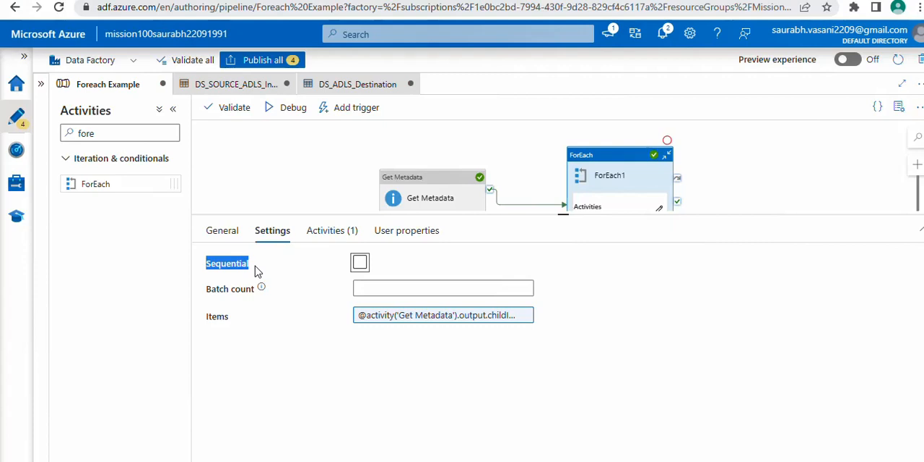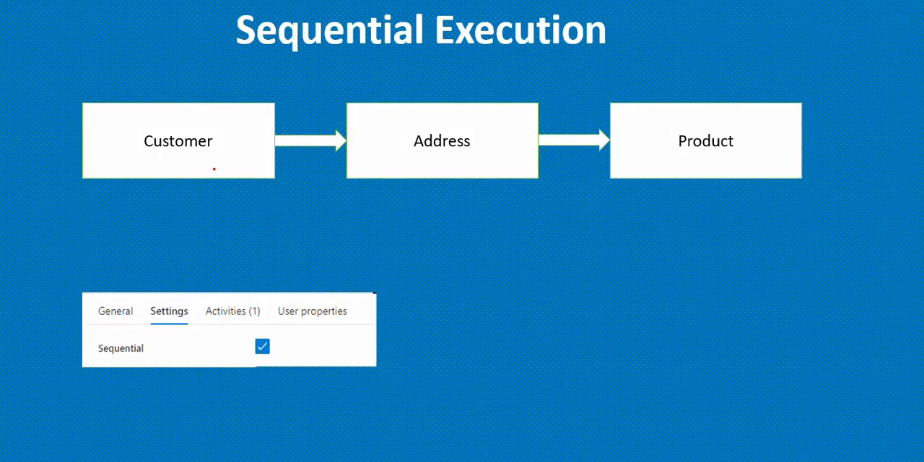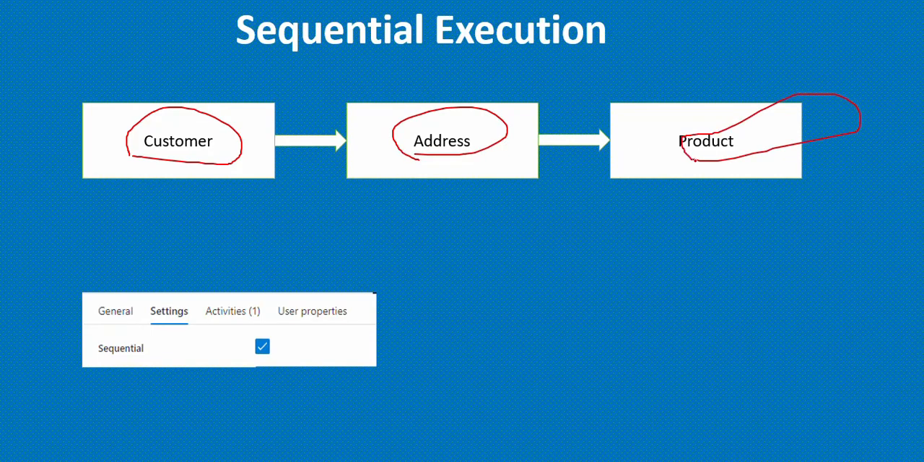Now you may have a situation where you want to run your activities sequentially, like I want to copy customer data first, then address, and then product. I want to run my pipeline sequentially. Then it can be done by enabling the checkbox. We just need to enable the sequential checkbox. So let me show you on the portal.